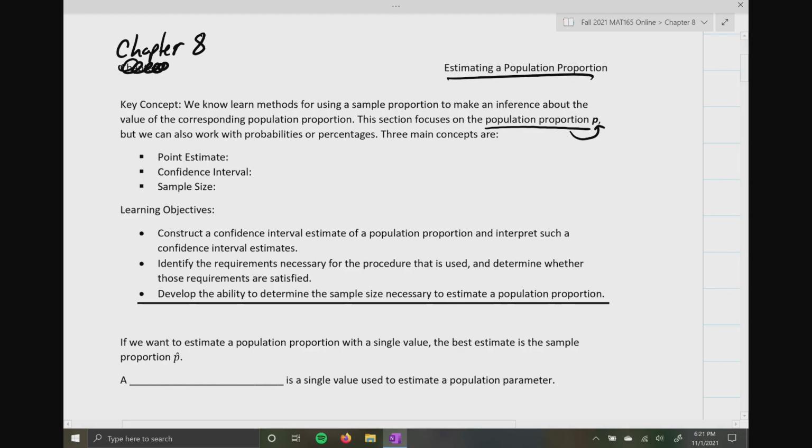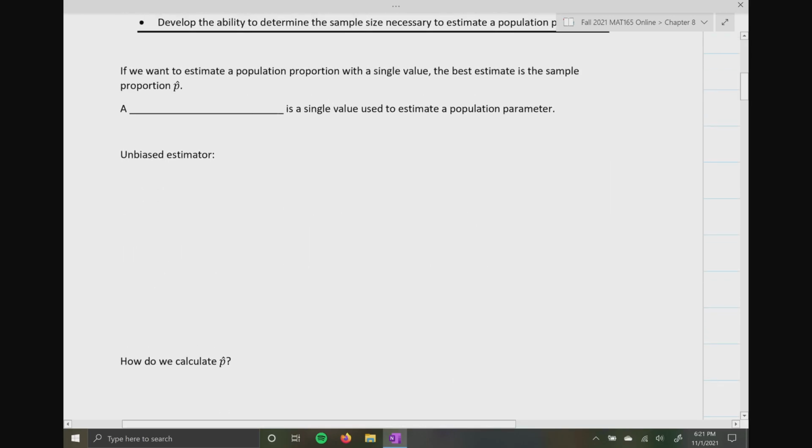And there are three main concepts that we're going to be taught here. First, point estimation. Second, confidence interval. And third, determining sample sizes. So what we're going to do is construct confidence intervals of a population proportion. We're going to identify the necessary requirements for the procedure, and determine whether or not we can do it. And lastly, we're going to develop the ability to determine the sample size necessary to estimate a population proportion. So let's start off with some basic definitions, okay?